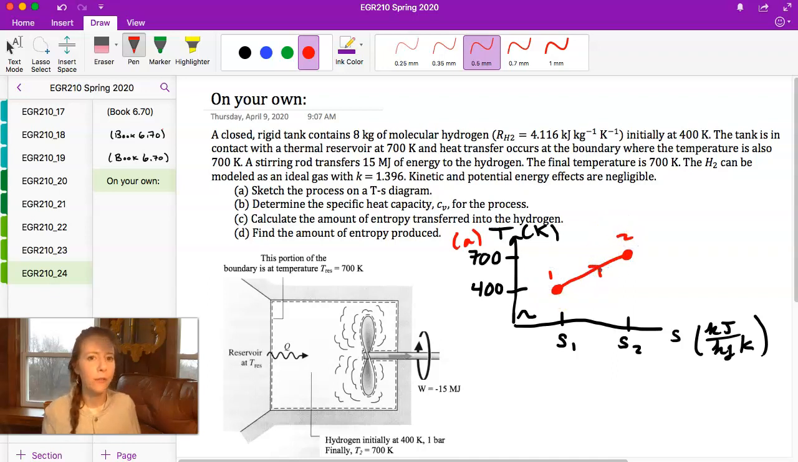Okay, so that's it for part A. That is the process sketched on the TS diagram. So next, we're going to determine the specific heat capacity for the process.